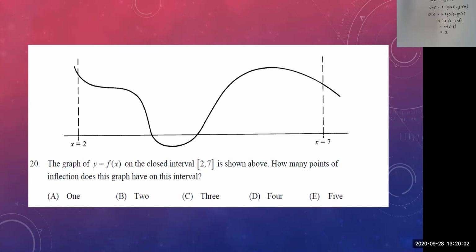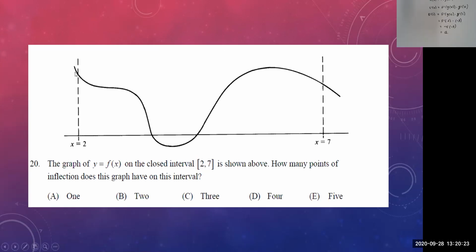So just upon inspection, how many points of inflection does the graph of f have? Looks like 3. Is it a 4? Well, I say 3. I see 3. You see 3. Okay, so let's have a look.